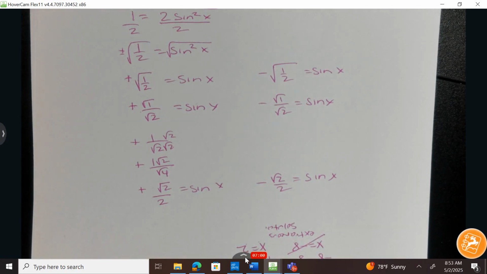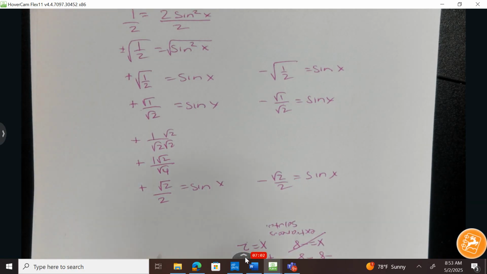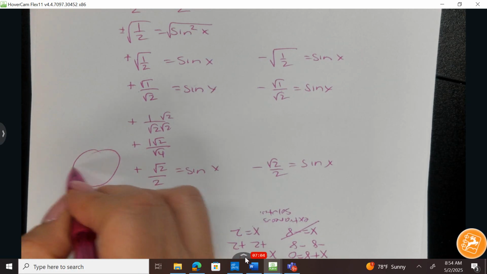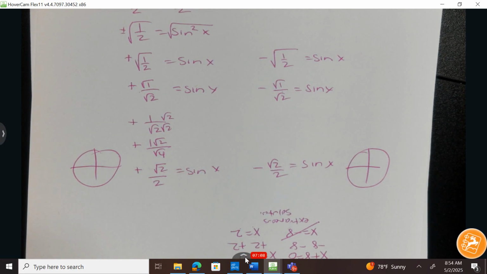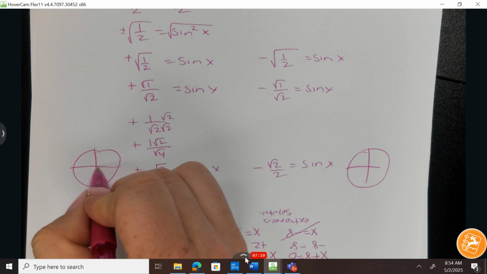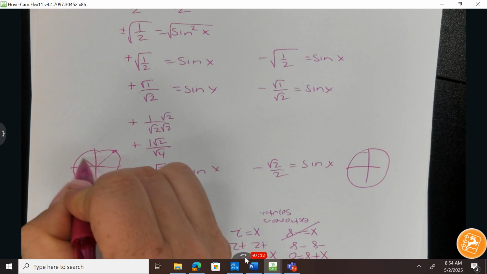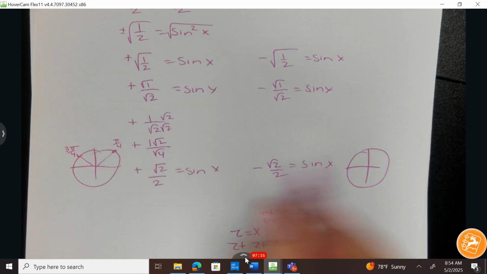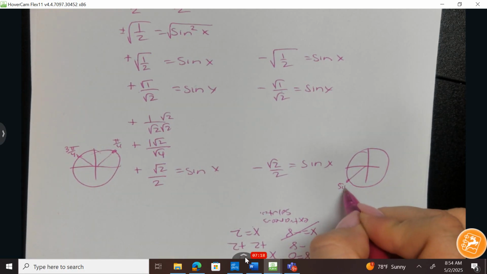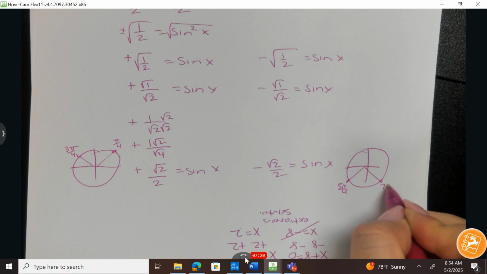Okay, what is next? So the next thing we want to do is ask ourselves, where on the unit circle can I find positive square root of 2 over 2 as a sine? And that's going to occur, positive is right here and right here. So we have pi over 4 and 3 pi over 4. And where can I find a negative? At 5 pi over 4 and also at 7 pi over 4.